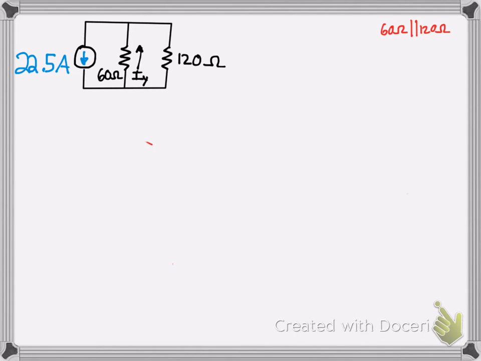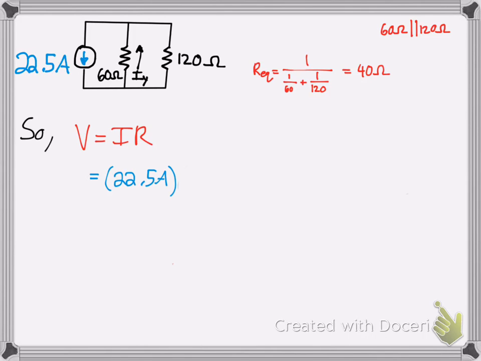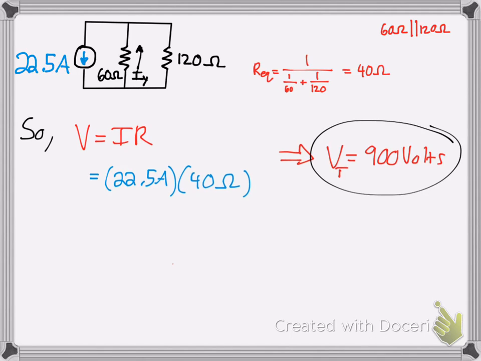60 ohms in parallel with 120 ohms. You can do the math: 1 over 60 plus 1 over 120, and 1 over all of that will give you 40 ohms. So from Ohm's law, where V equals IR, we know our current source is 22.5 amps and our resistance is 40 ohms. So the total voltage is 900 volts.